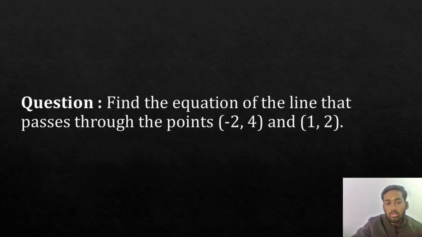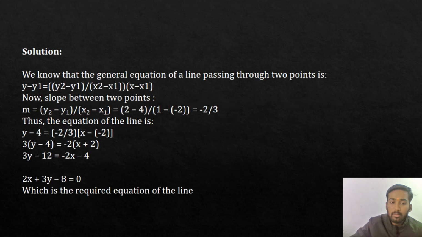Now let's solve a question. Find the equation of a straight line which passes through (-2, 4) and (1, 2). So how can we solve this question? We just have to remember the formula for finding the equation of a straight line. We know the formula which we have previously studied, then we apply the given points, and we can find our required answer, which will be the equation of a straight line.